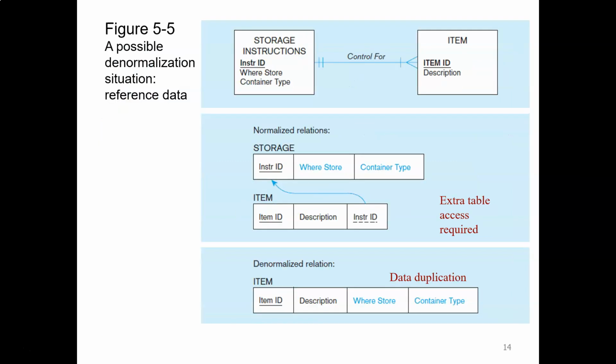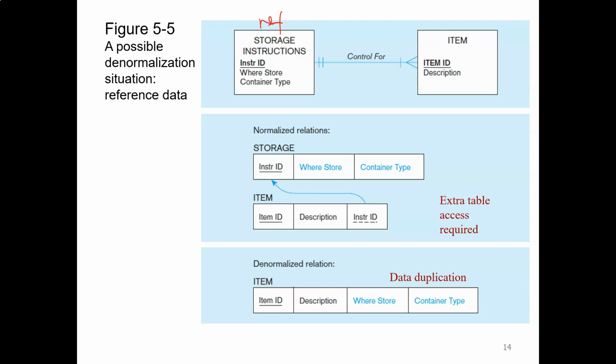The last opportunity for denormalization is something called the reference data. In this case, we have storage instructions and item. Right? Each item has some storage instruction. So one storage instruction applies to multiple items here. The storage instruction is the reference data because this entity only has a relationship with the item table. It doesn't have any relationship with any other tables.